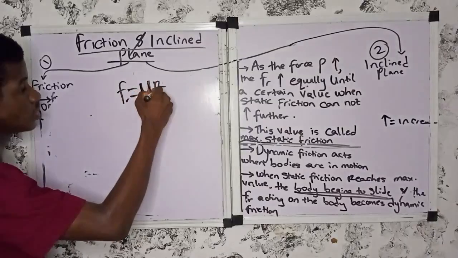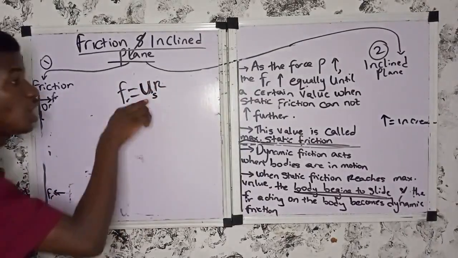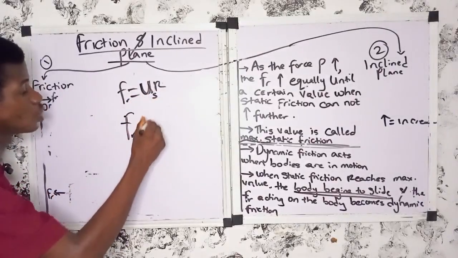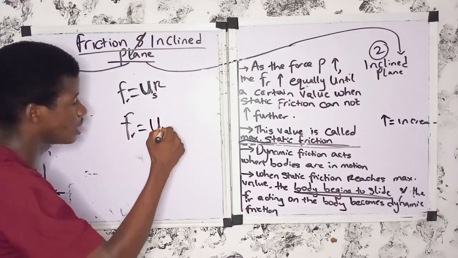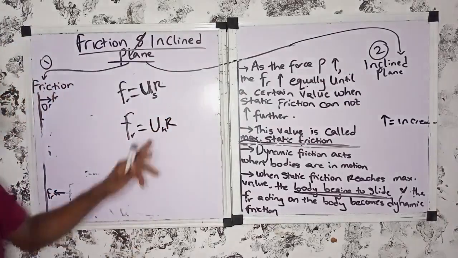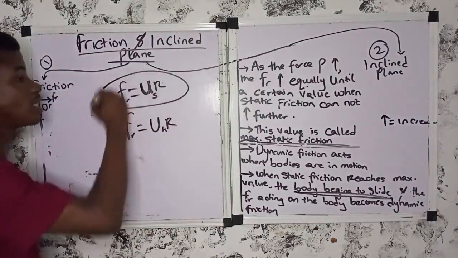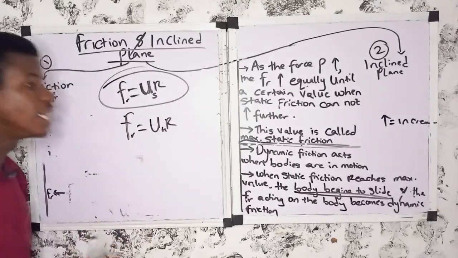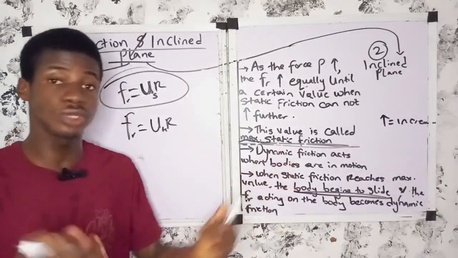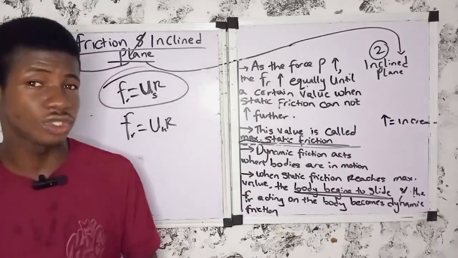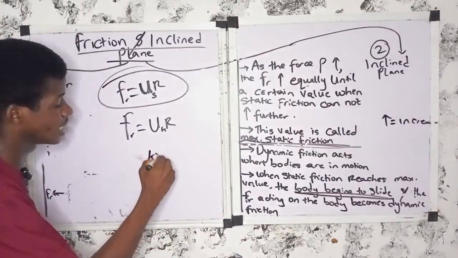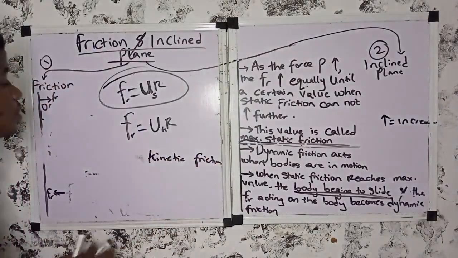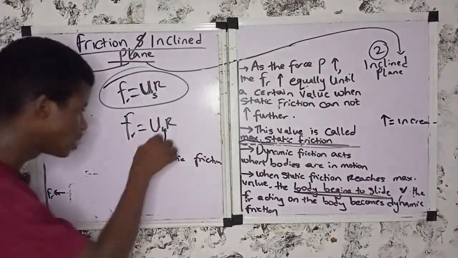When you see F equals U subscript S times R, and then you see another one, F equals U subscript K times R, the first formula is for static friction. This S stands for static, while this K stands for dynamic. Dynamic friction, I told you guys, can also be called sliding friction or kinetic friction. So this K stands for kinetic.